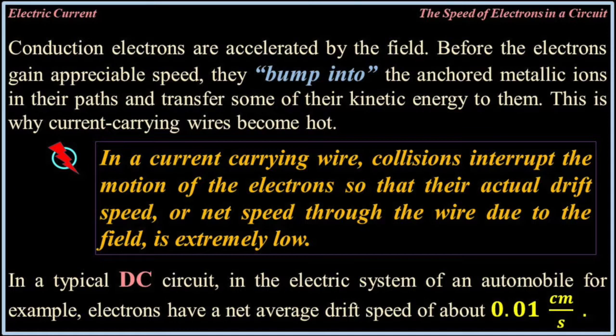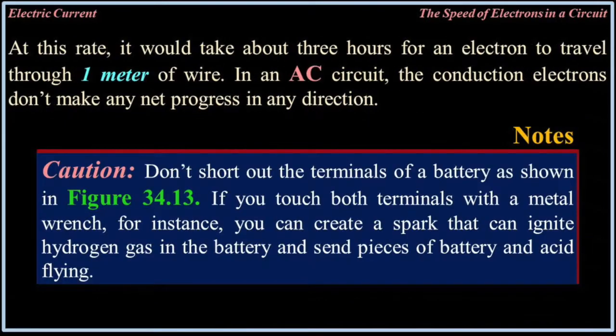In a current-carrying wire, collisions interrupt the motion of the electrons so that their actual drift speed, or net speed through the wire due to the field, is extremely low. In a typical DC circuit in the electrical system of an automobile, for example, electrons have a net average drift speed of about 0.01 centimeters per second. At this rate, it would take about 3 hours for an electron to travel through 1 meter of wire. In an AC circuit, the conduction electrons don't make any net progress in any direction.